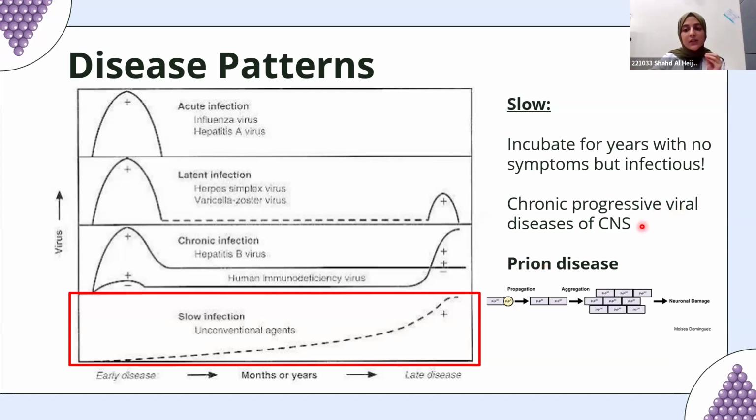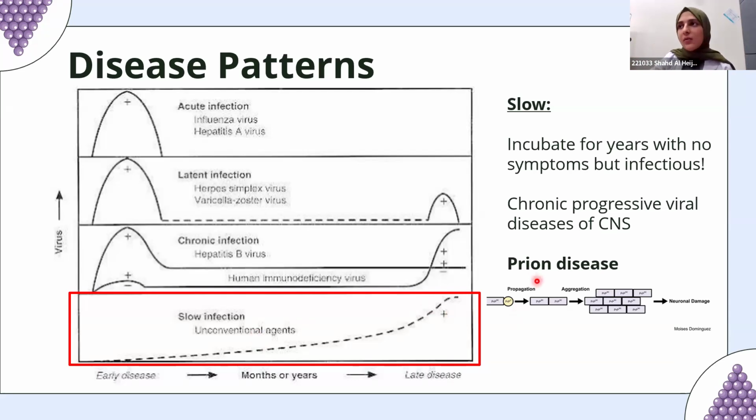It is a progressive viral disease of the CNS. So for years you won't have any symptoms, and then suddenly they will show some symptoms. This is a very slow infection, so it does not cause acute infection at first, and then it will be latent or cause a chronic infection. It will be very slow, very progressive, and then suddenly it will show infection later on, after years. And this is the prion disease.